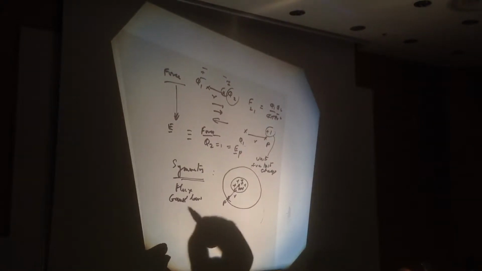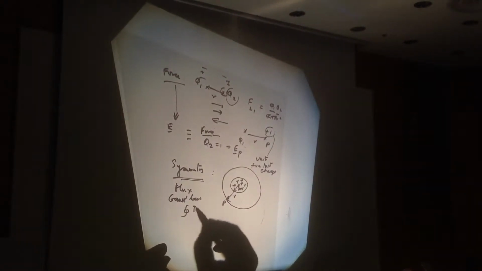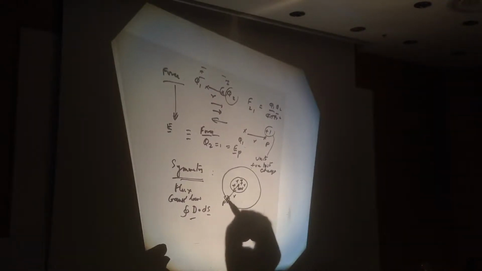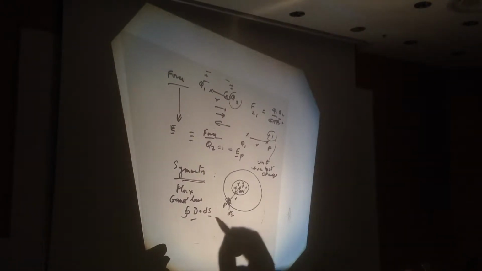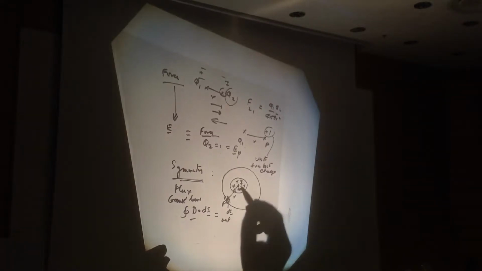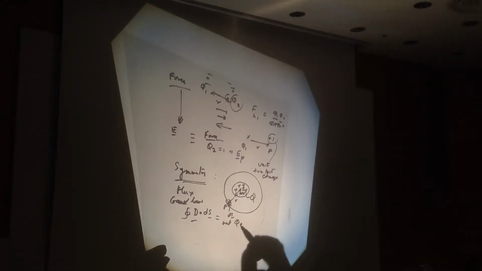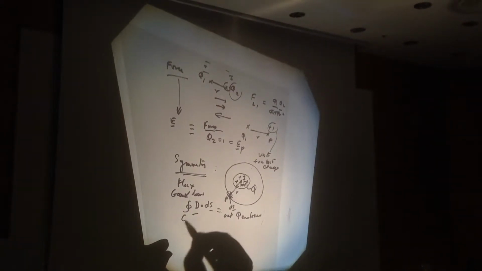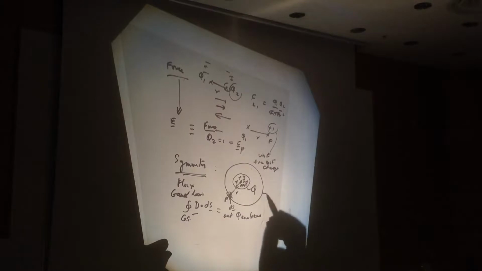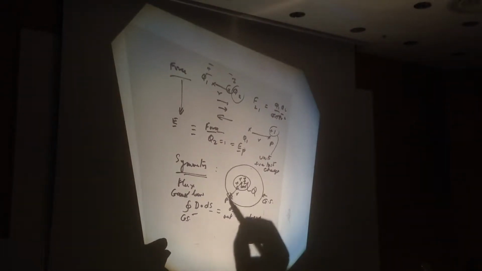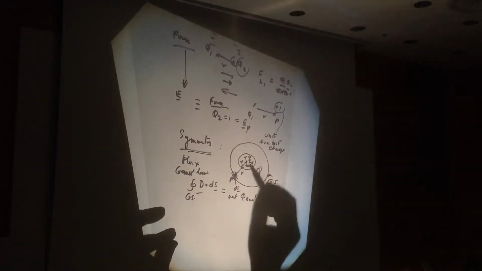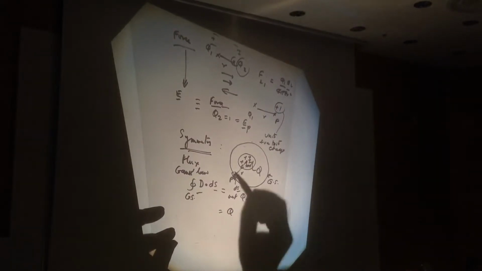According to Gauss's law, the integral of D dot dS, where dS is the small vector element, is equal to the net Q enclosed. The surface is the Gaussian surface, and the Gaussian surface must always pass through the point where you want the field. So the net Q enclosed here is Q.